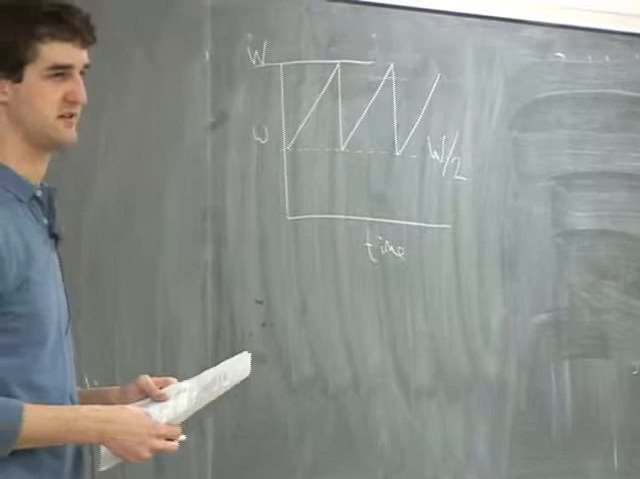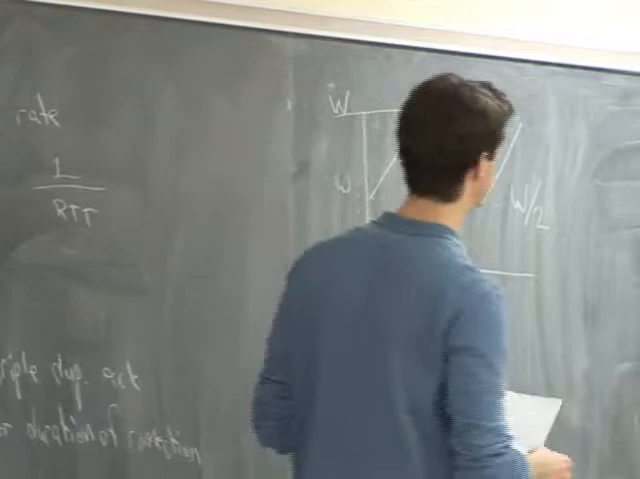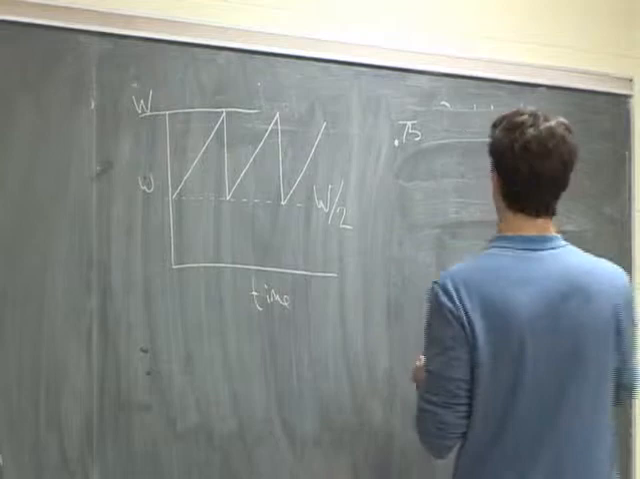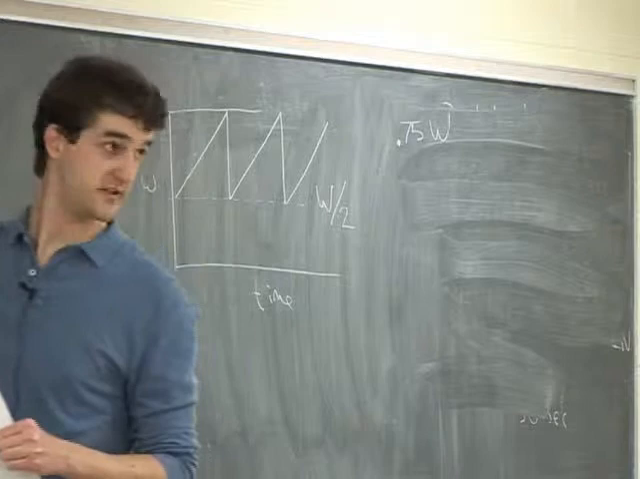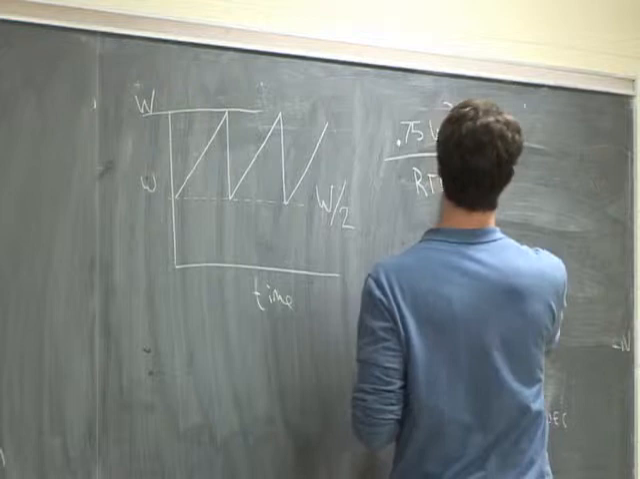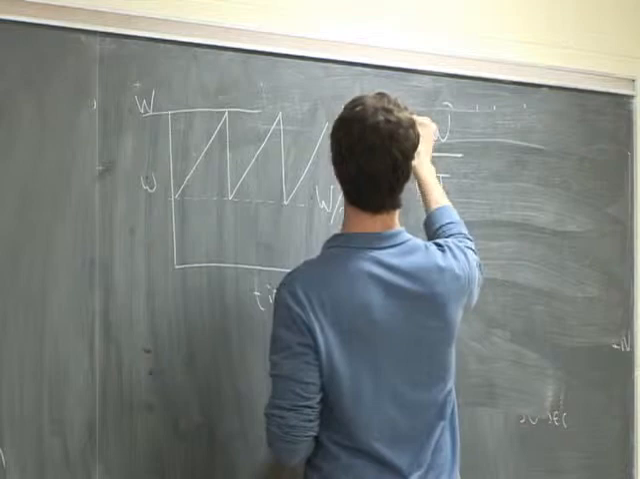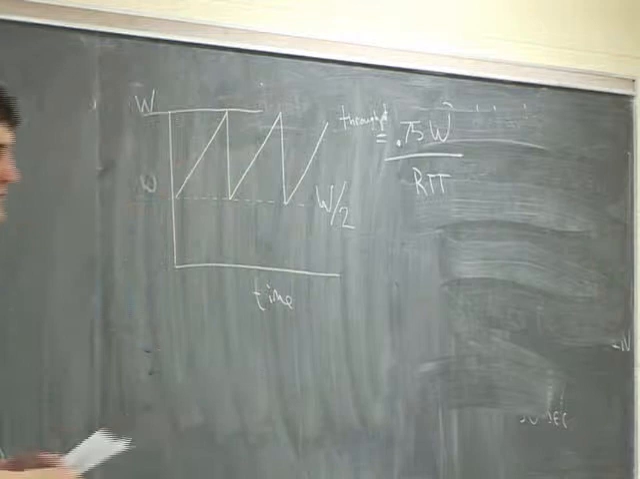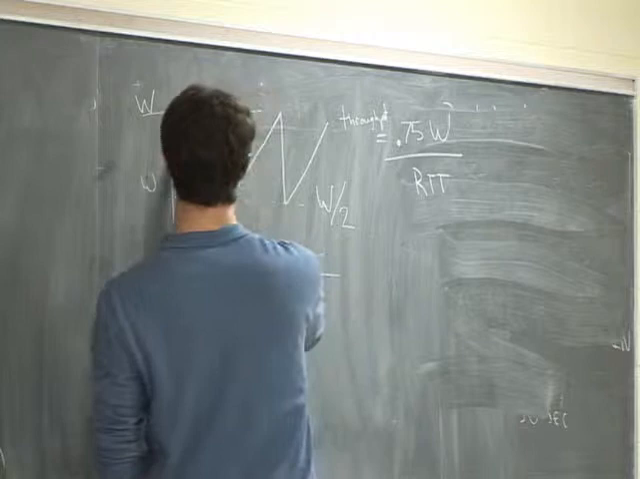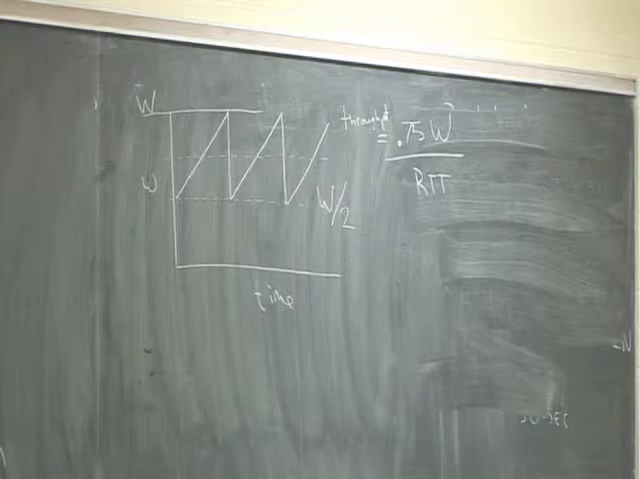OK, Bob? Yeah, so let me just write it as 0.75 W. And if you remember, I said the throughput depends on the round trip time as well. So we have to divide this by the round trip time. So throughput is equal to this. Okay? Because that's just this line down the center here. Okay, so are there any questions about this?